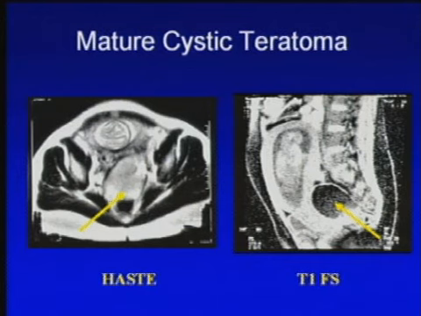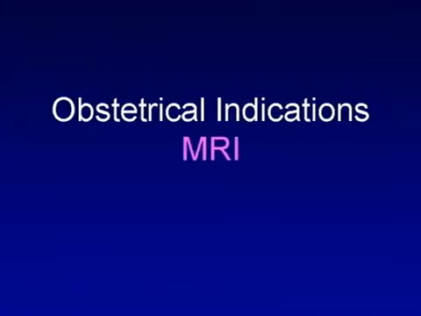Another patient with the mass in the cul-de-sac seen on ultrasound. We can see that it is iso-intense to pelvic fat. It drops out on the fat-suppressed image, confirming the presence of a dermoid.